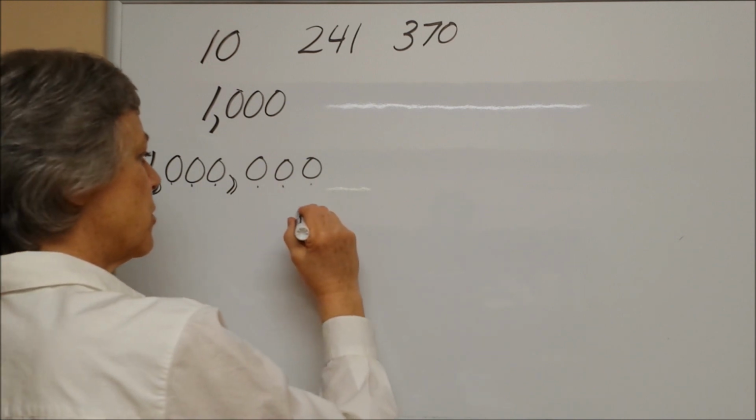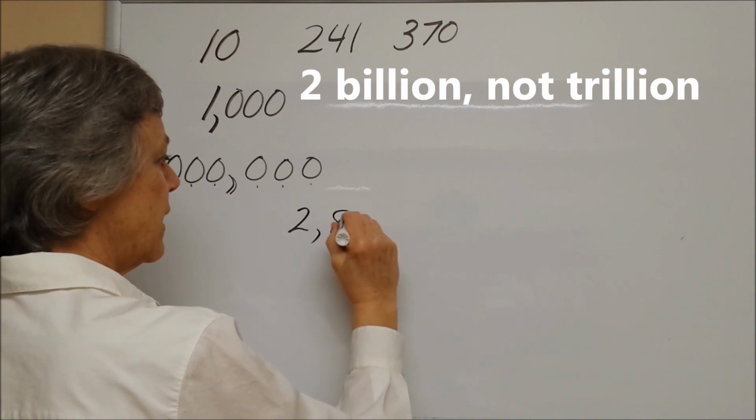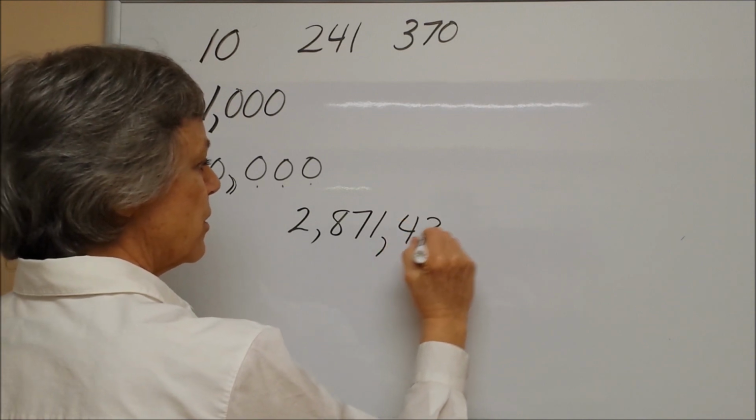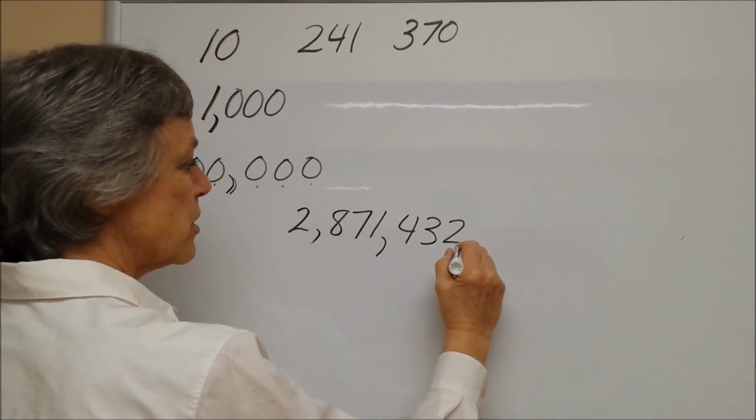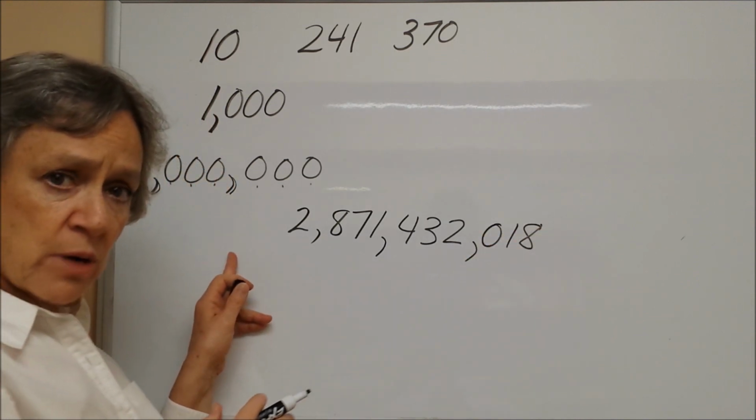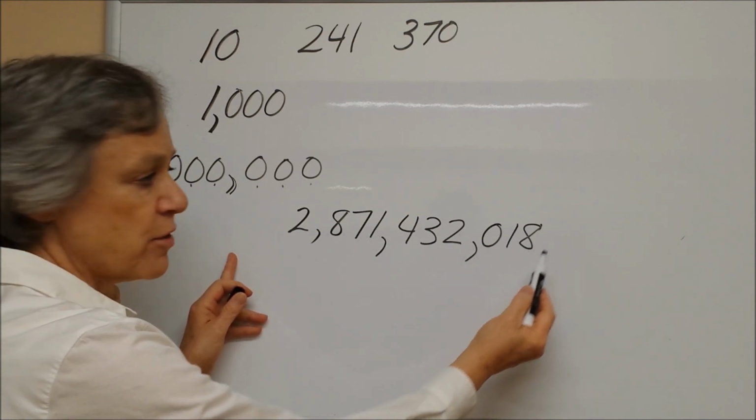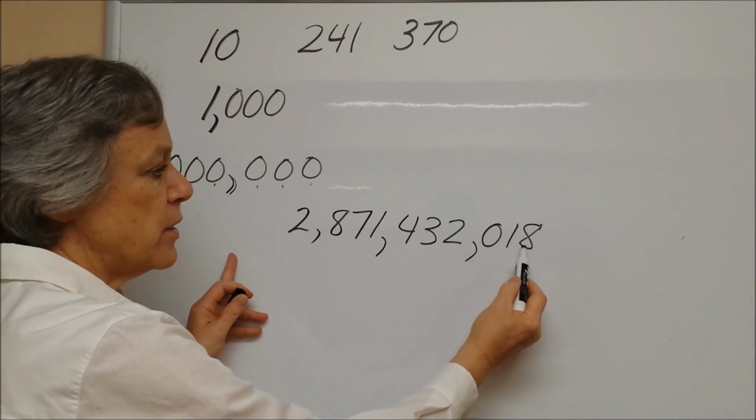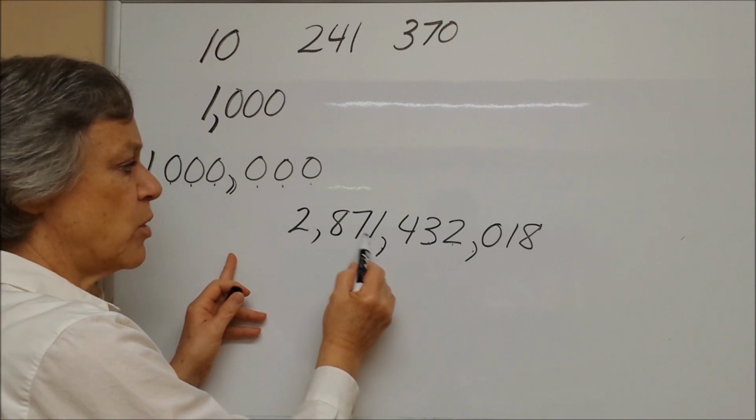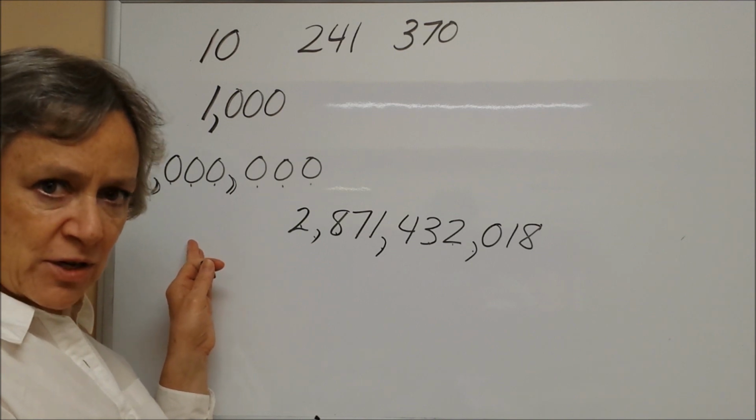So I could have a larger number. This would be 2,871,432,018. So this is quite a large number. Notice that I've put a comma after or before every third digit starting from the right. 1, 2, 3, comma. 1, 2, 3, comma. 1, 2, 3, comma, and then my number. And if I had a larger number, I would continue in the same way.